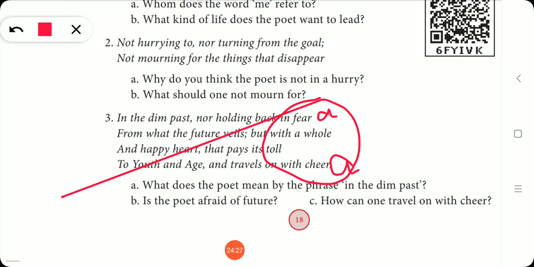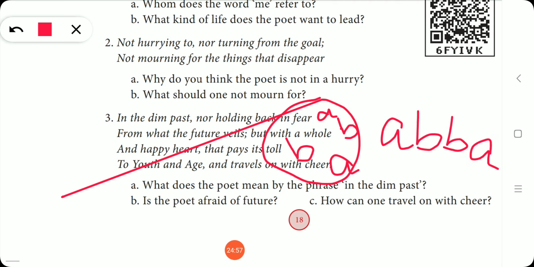Next, whole. It is a new word. It doesn't rhyme with fear. So you have to give the next letter B. Again, tall. It is rhyming with whole. So both are rhyming, so give the same letter B here. So the rhyme scheme of this stanza is A, B, B, A. Do you understand? This is how you have to identify the rhyme scheme.